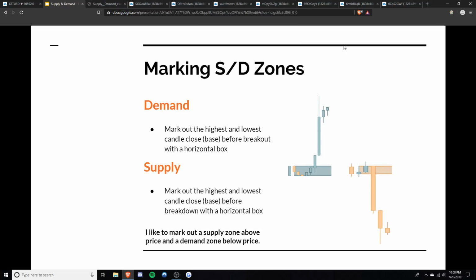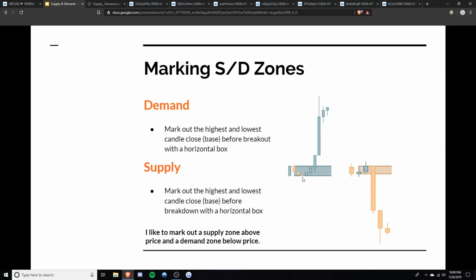So whenever you're marking supply and demand zones, you want to mark out the highest and lowest candle close, which is basically the base before a breakout or a breakdown. So what I like to do, as you can see here, I have this down move before the up move. I marked out the highest candle close, which I guess this is the close, this is the open, but I just mark out the down candles. And you can see I did the same thing on the bottom.